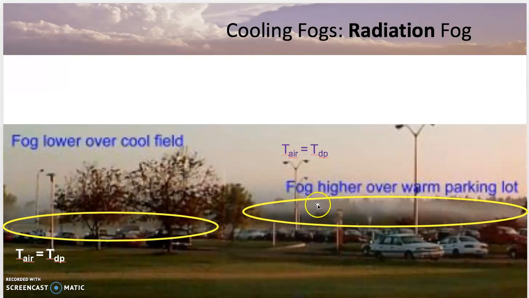Here is a fog that is higher over the warm parking lot. The warm parking lot is supporting vapor and is not supporting condensation. But a little above the parking lot, that air does cool and can condense and form a fog a bit higher. So what I really want to point out to you here is the low fog over the cool field.